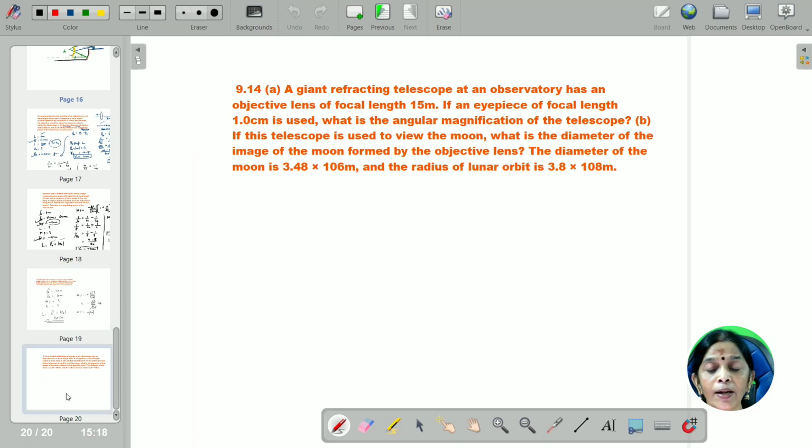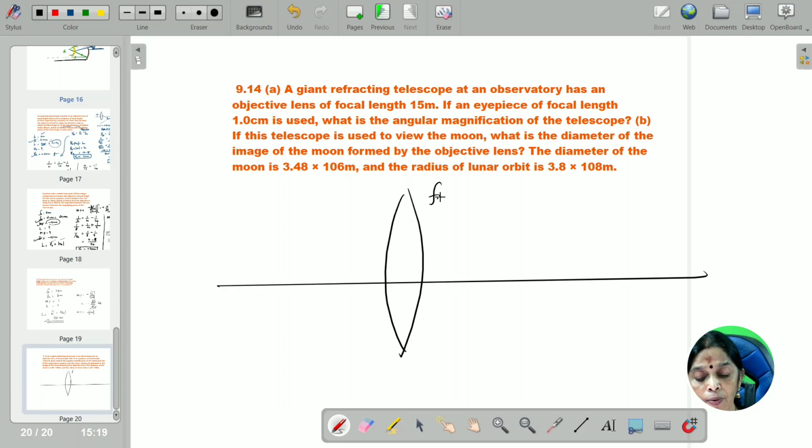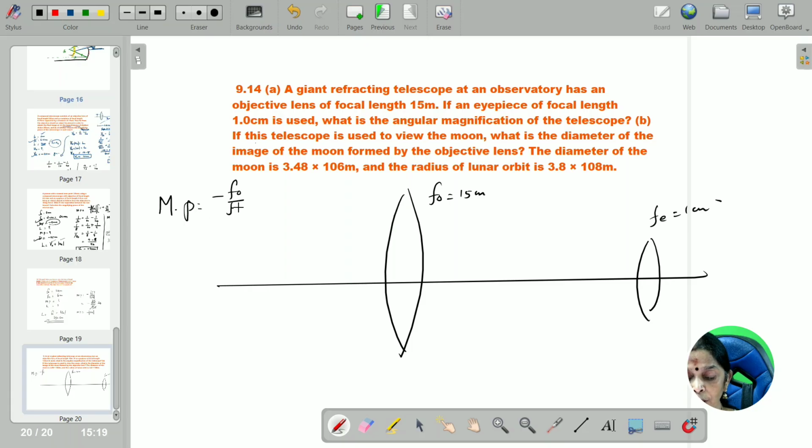The last question, a giant refracting type telescope at an observatory has an objective lens of focal length 15 meter. An eyepiece of focal length 1 centimeter is used. What is the angular magnification? Of course you know that angular magnification is equal to minus Fo by Fe. That is equal to minus 15 divided by 1 centimeter. Centimeter convert into meter, that is equal to 10 power minus 2 meter. So that is equal to 1500 is the magnification.